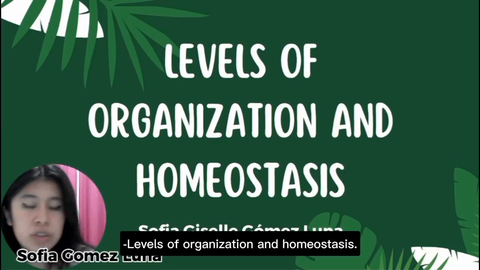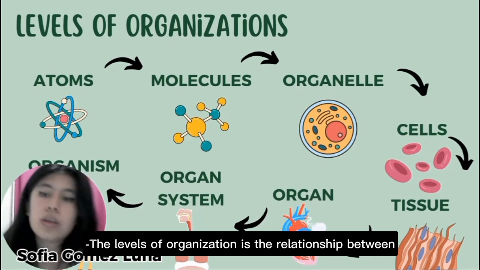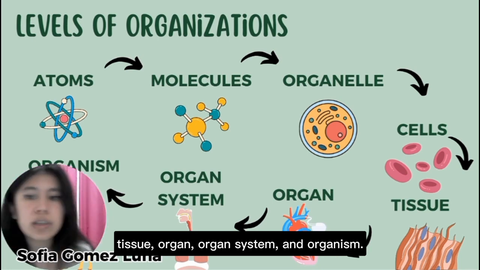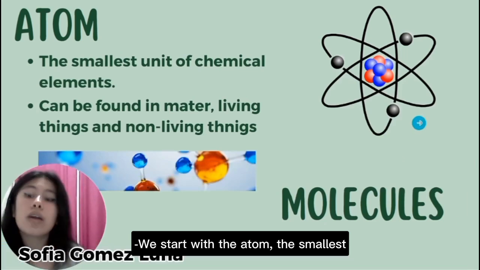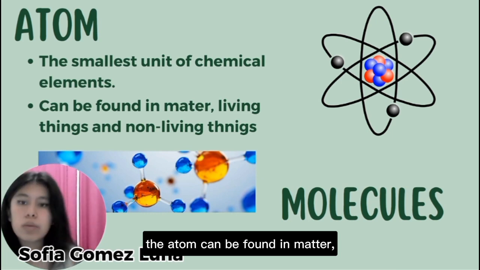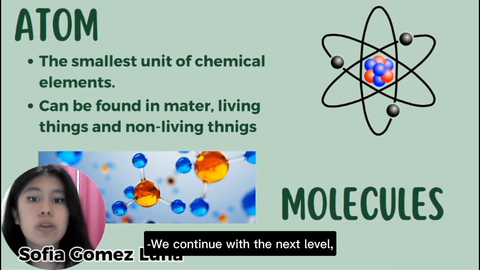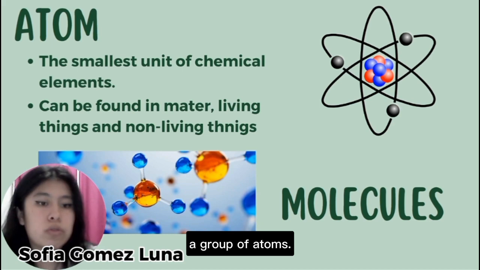Levels of organization and homeostasis. The levels of organization are the relationship between atoms, molecules, organelles, cells, tissues, organs, organ systems, and organisms. We start with the atom, the smallest unit of chemical elements. The atom can be found in matter, living things, and non-living things. We continue with the next level, the molecules. The molecules are made by a group of atoms.